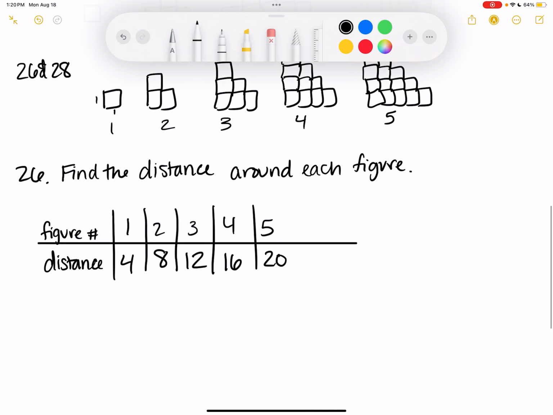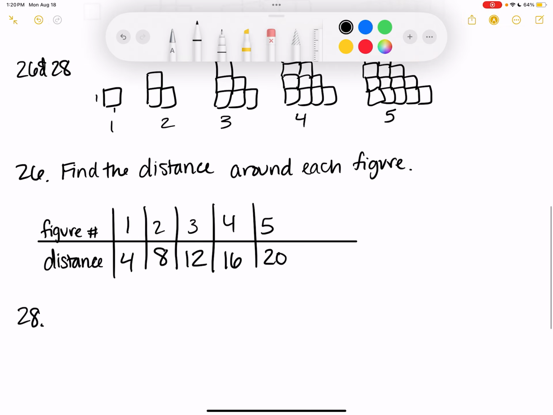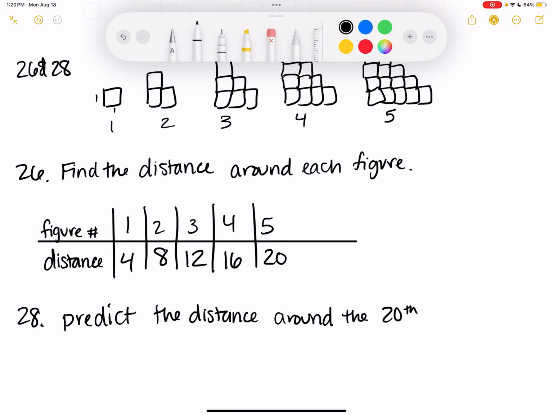Okay. Question 28 then asks to predict the distance around the 20th figure. So I don't really want to draw out the 20th figure because that seems like a lot to draw, considering you have 20 blocks on the bottom, 20 going up the side.